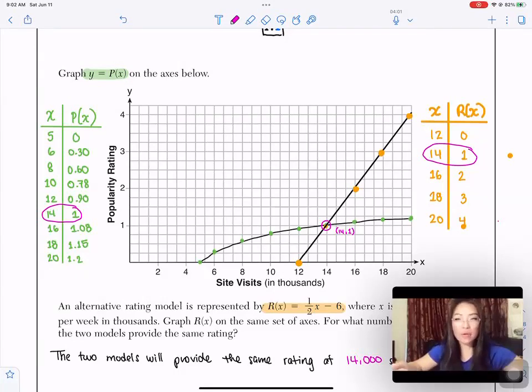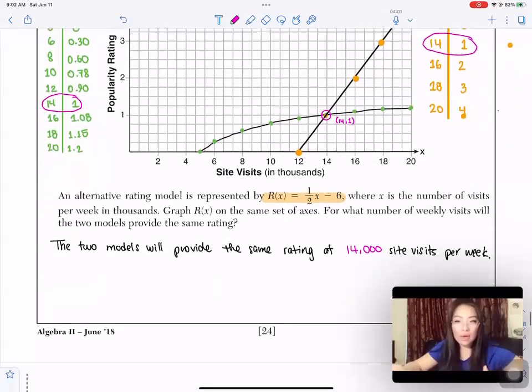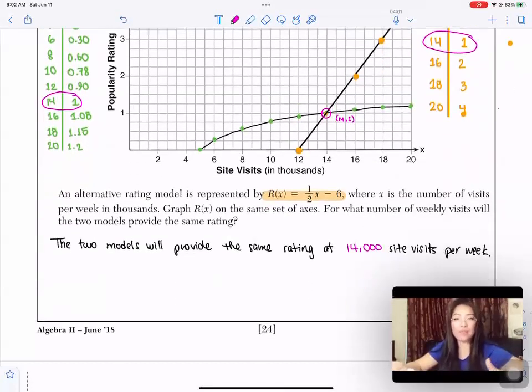And the second one is also confusing to do because the intervals are different. So just be careful, but make sure to have your table. If we see that your tables were correct, but you plotted it wrong because you misread the interval, at least you can get some points back. And then finally, the last question is interpreting that point of intersection, which is the 14,000. And it means that the two models will provide the same rating at 14,000 site visits per week.